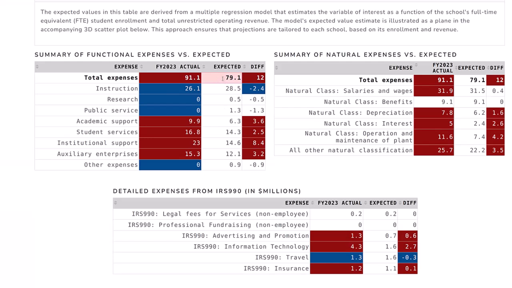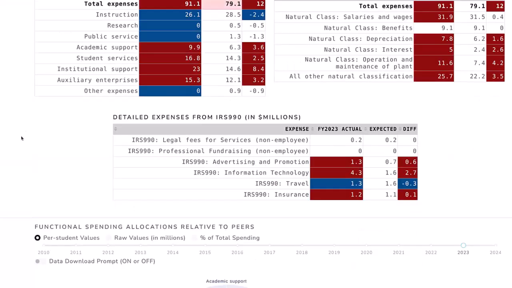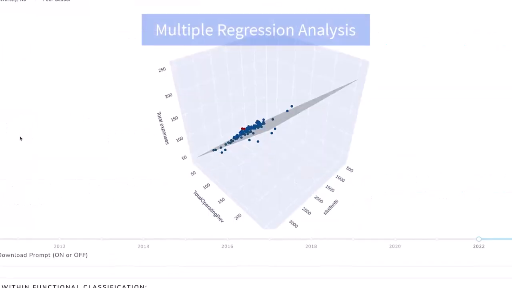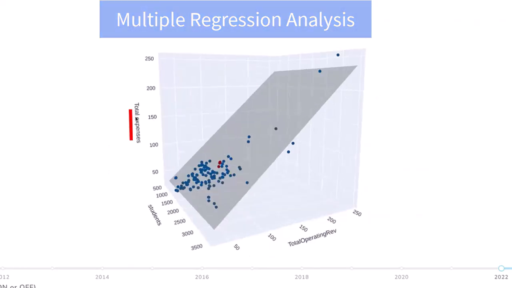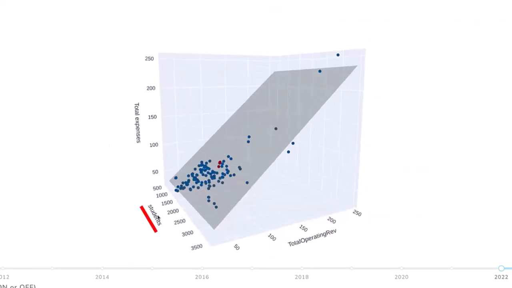So let me address where the expected value comes from once, and we do it hundreds of times in this dashboard. Basically, it comes from multiple regression analysis. On this axis, we have total expenses. This axis, we have students, number of FTE students. This axis, total operating revenue. All this is a visual representation of what linear regression does.